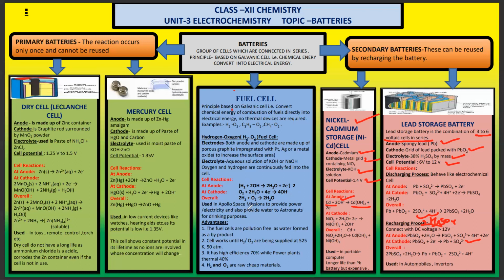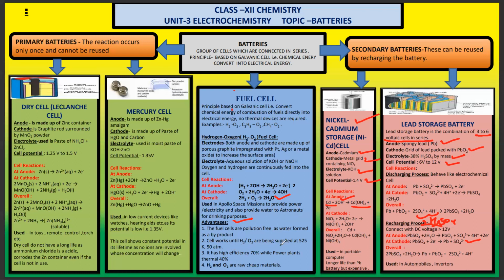So where is the fuel cell used? The fuel cell was used in the Apollo space program to provide electricity and water to the astronauts for drinking purposes. And a very big advantage of this fuel cell is that it is eco-friendly, meaning it is free from any pollution because water is formed as a byproduct and water is not a harmful product.